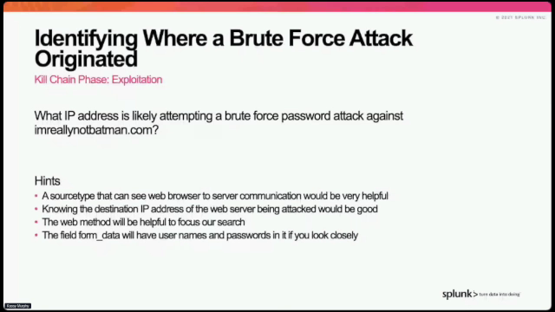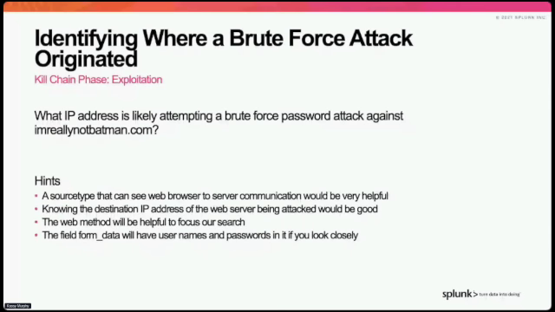So we're going to be using a source type that can see web browser to server communication. Knowing the destination IP address of the web server being attacked would be good, which of course we have. The web method is going to be really helpful to focus here, so think about GETs and POSTs. And then the field form_data is actually going to have usernames and passwords in it if you look closely at those fields. So I'll give you a couple of minutes to run through this page, and we will reconvene at 54 after the hour.